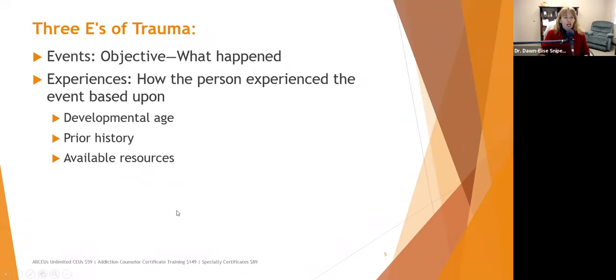Okay, so those are the principles, and I'm going to summarize it for you in just a couple of slides, so don't think, oh my gosh, how am I going to remember all that? You got it. The events, the 3 E's of trauma. The event is what happened objectively. There was somebody victimized, there was a tornado, there was a car crash, whatever it was. This is the event.